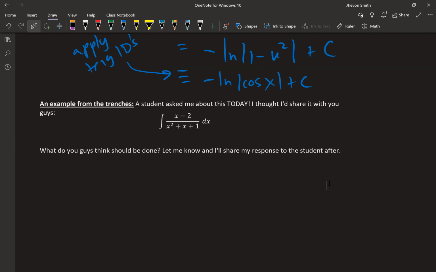Now, someone else thinks of a substitution. Now, would a substitution actually work? So here's the thing. If we did a substitution, what would have happened? u equals x squared plus x plus 1. Our du would be 2x plus 1 dx. And we don't really have a 2x plus 1 dx.